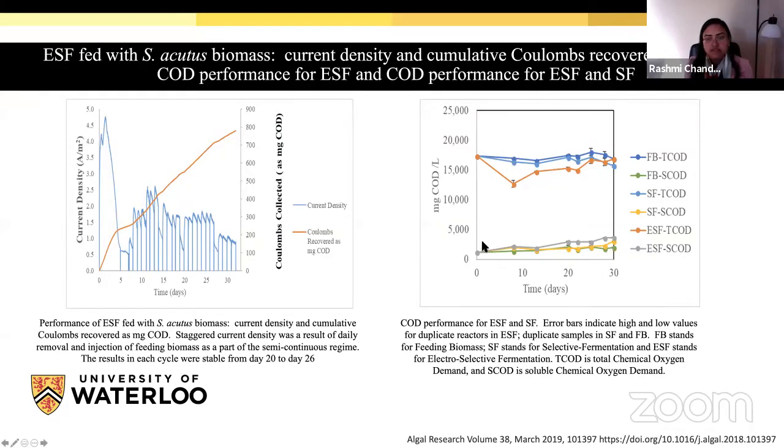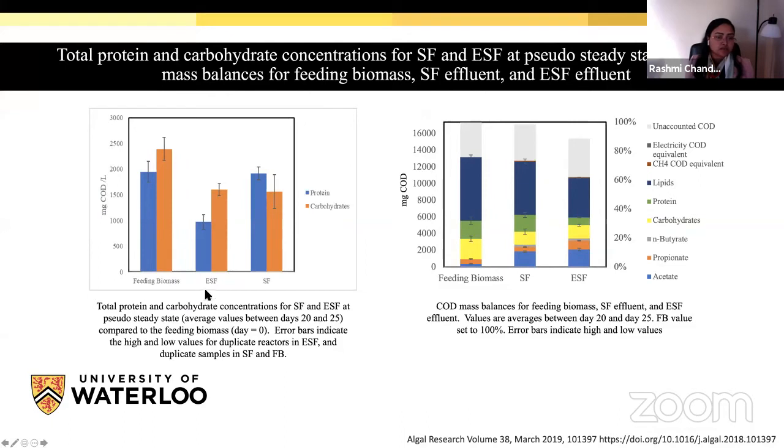And then what happens to that COD later is like this. With electrofermentation, we see carbohydrate and protein both. In selective fermentation also, carbohydrate and proteins are there. Basically, the carbohydrate and protein both degrade in electrofermentation, and that degradation results in hydrogen and further biohydrogenation of lipid.